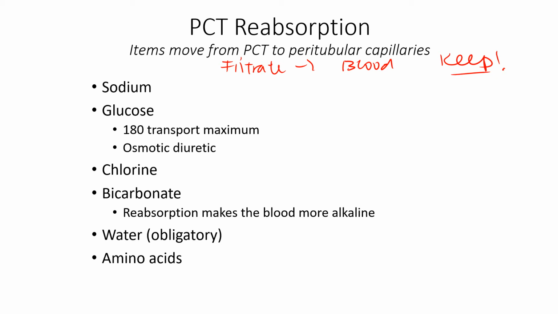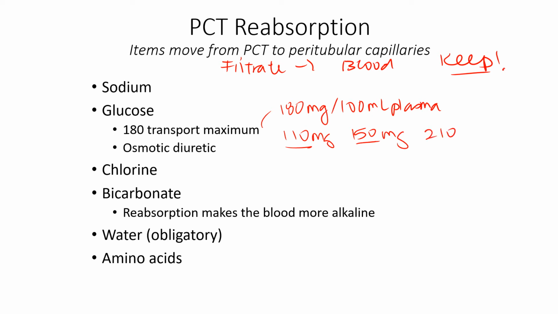Let me explain what it means to be a 180 transport maximum. That means if you have a certain amount of blood sugar in your urine, you can pull a good bit of that back into your bloodstream. So for instance, if you have in your filtrate 110 milligrams per 100 milliliter plasma of glucose, you can take all of that because it's within 180. If your filtrate glucose is 150, you can take all of that. However, if your filtrate glucose is 210 milligrams per 100 milliliters, then you can only take 180. You only have 180 channels for our glucose to travel back.